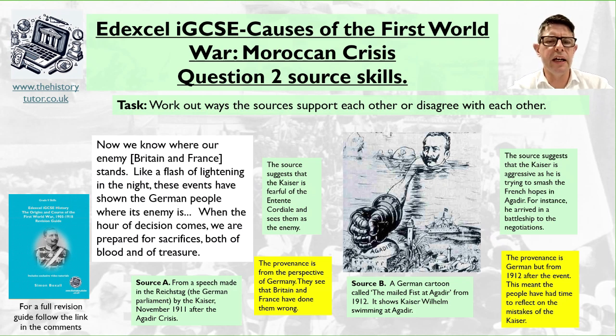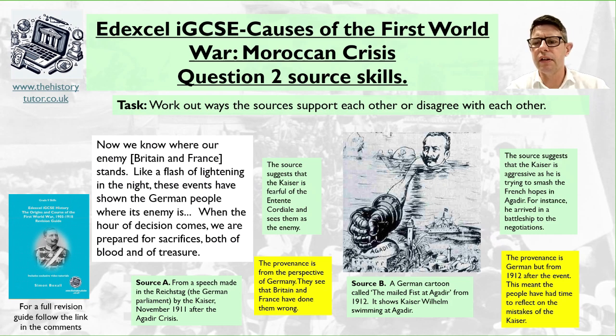Now we know where our enemy stands, like a flash of lightning in the night. So it's clear that the Germans now have a big rivalry with the British and the French. What about source B? Source B suggests the Kaiser is aggressive as he's trying to smash the French in the town of Agadir.